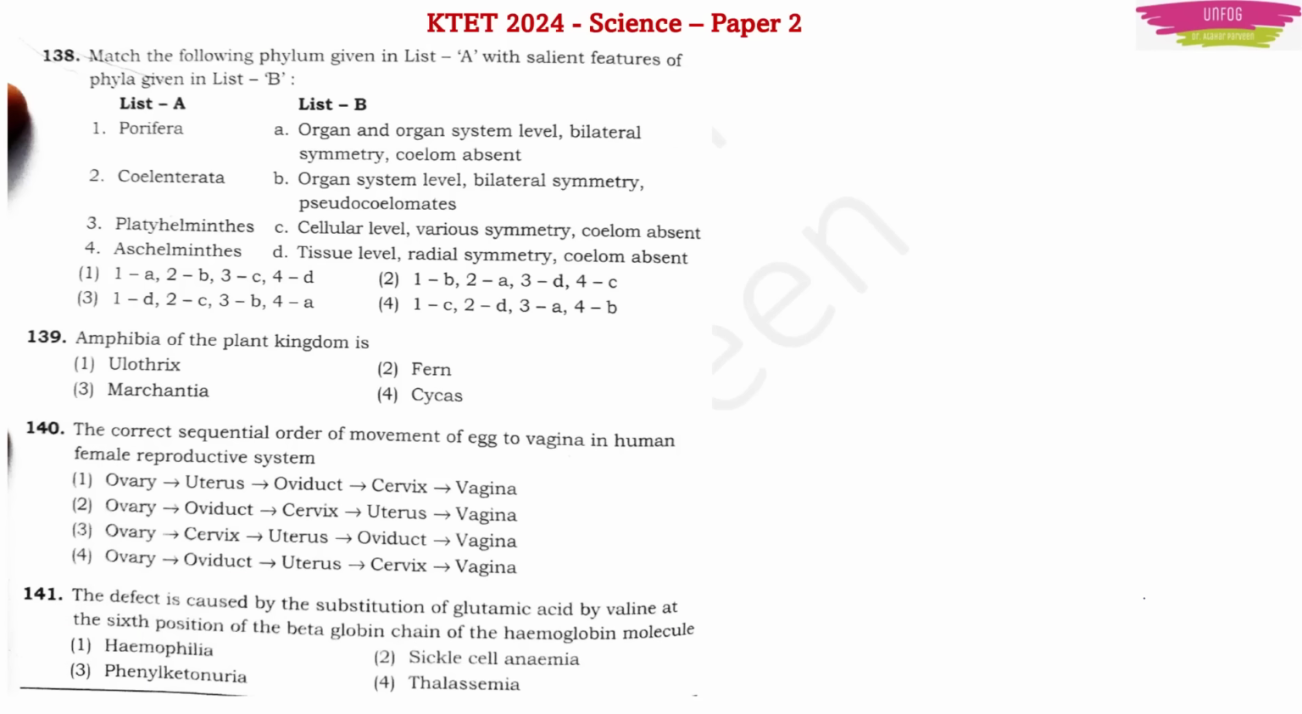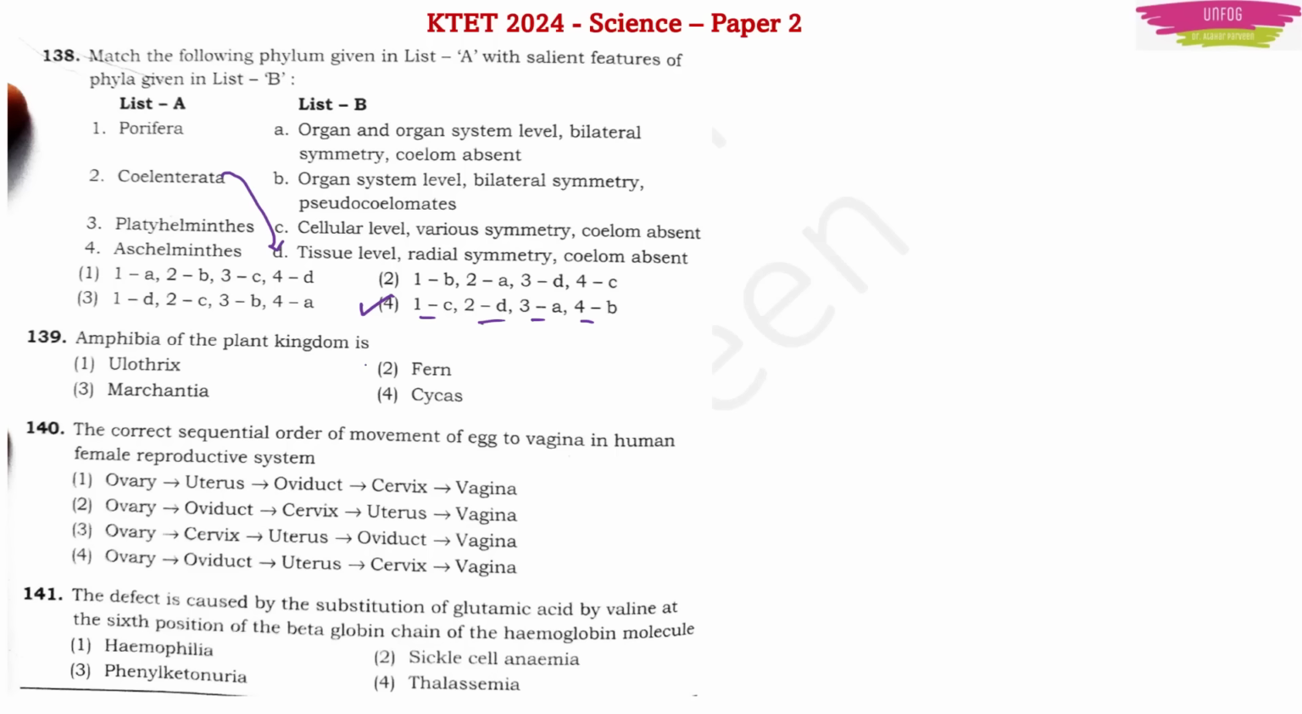Match the following phylum given in list A with the salient features of phyla given in list B. One of the tricks we discussed in our previous cheat codes class is valid for this match the following also. Here the correct answer is option 4. You can see that the options are different, nothing is the same. And in Coelenterata, the coelom is absent. So 2 should be D, and that is only in option 4. So that is the correct answer here.